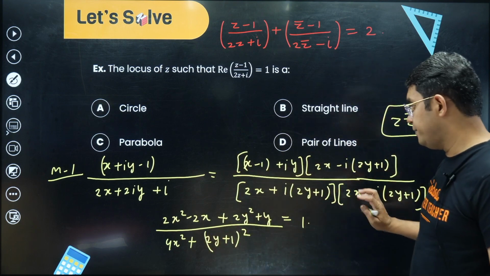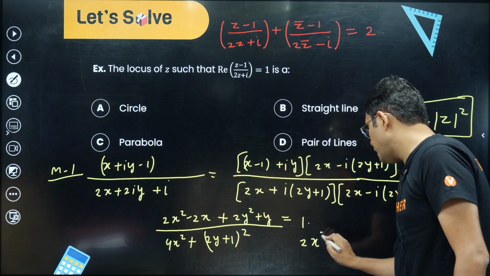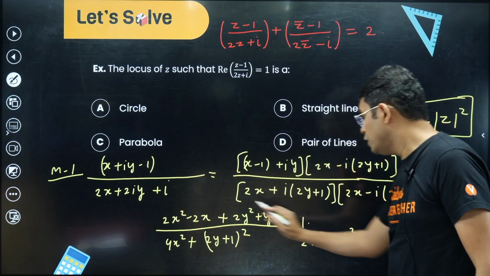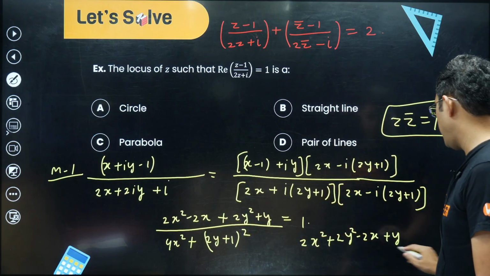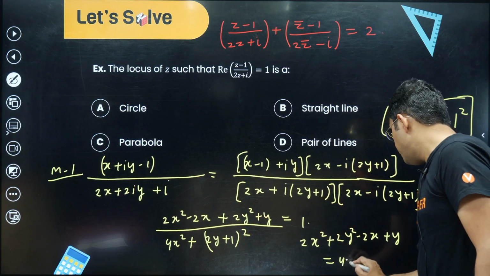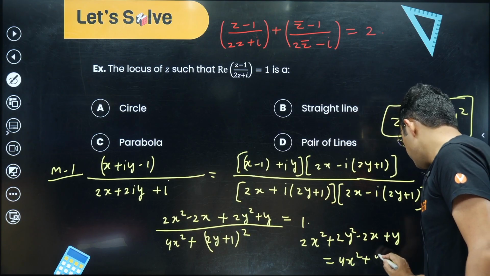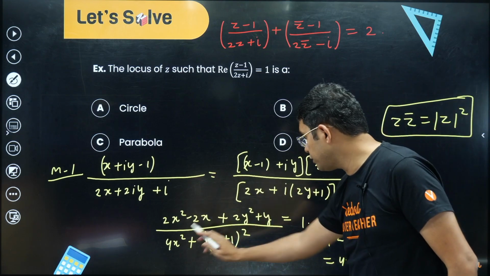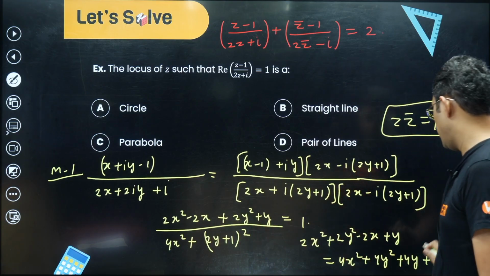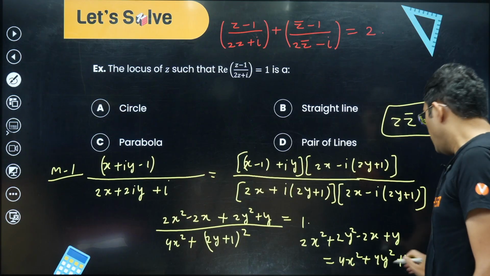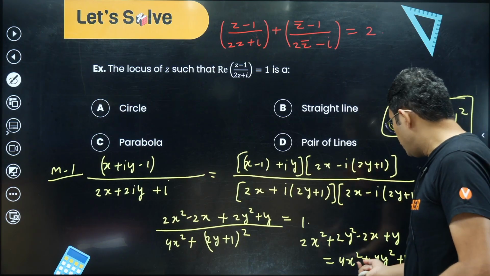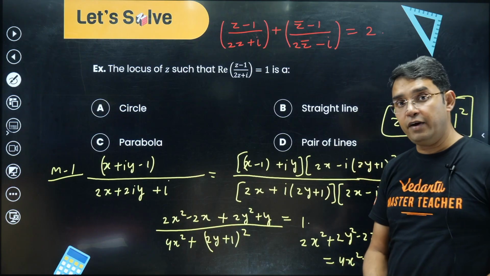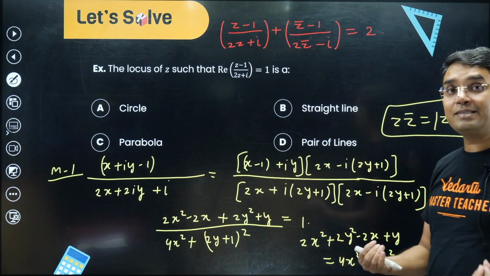So if we take that side, we will be getting 2x square plus 2y square minus 2x plus y, and that will be equal to, on the other side, 4x square plus 4y square plus 4y plus 1. Now if you simplify it, on one side, if you bring everything, you will be getting coefficient of x square being 2, coefficient of y square being 2, and there is no xy term, which means it should represent a circle.